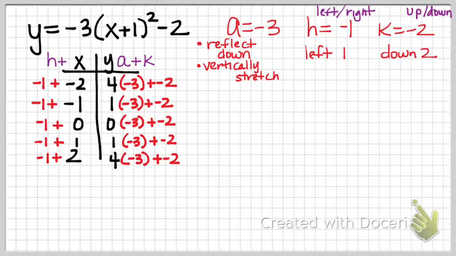Start recording. So your first step is to figure out what parent table you're working with. And then after you figure that out, the transformations you apply will always be the same. It's always h plus x, y times a plus k.